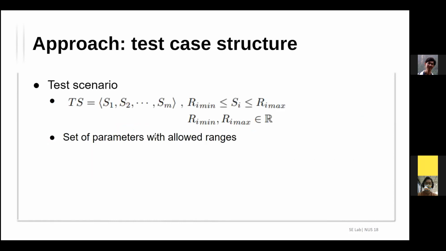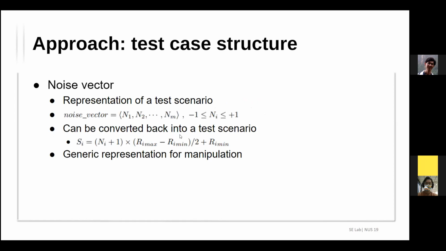The test scenario is modeled in this format. You have several parameters, and each parameter has a range, so R sub i min and R sub i max are the minimum and maximum values possible for this parameter. They convert this into a noise vector, a representation they can use to manipulate. The reason is that it's easier to manipulate the normalized values, because they don't have to understand that there is a base scenario.